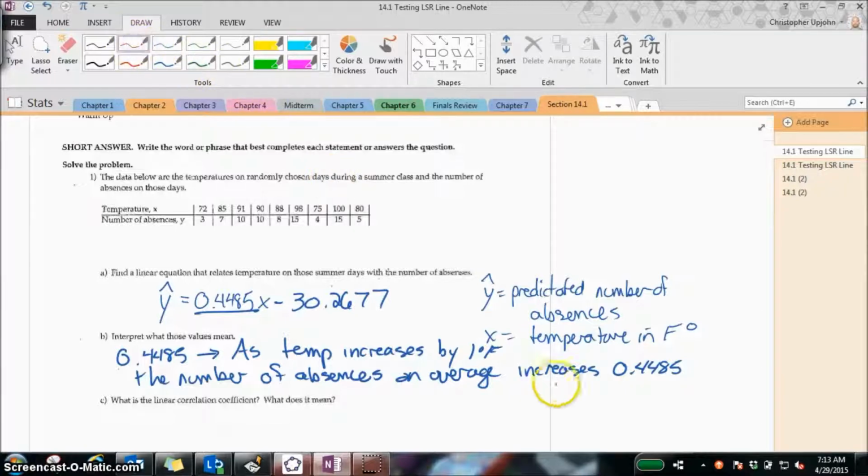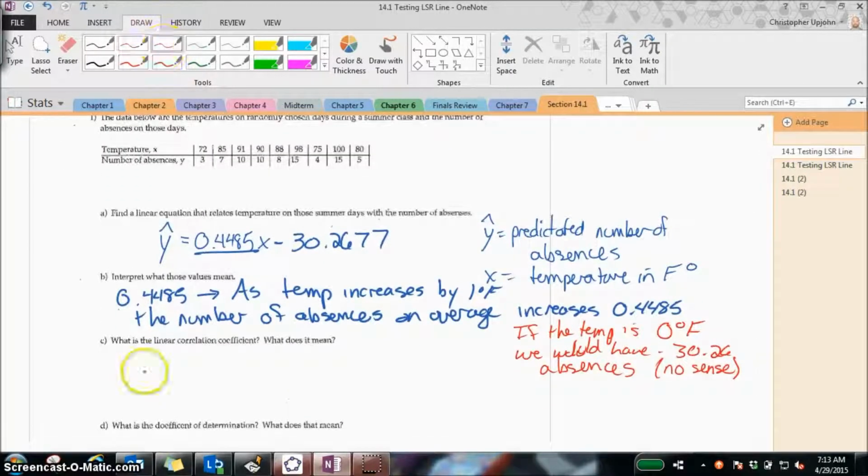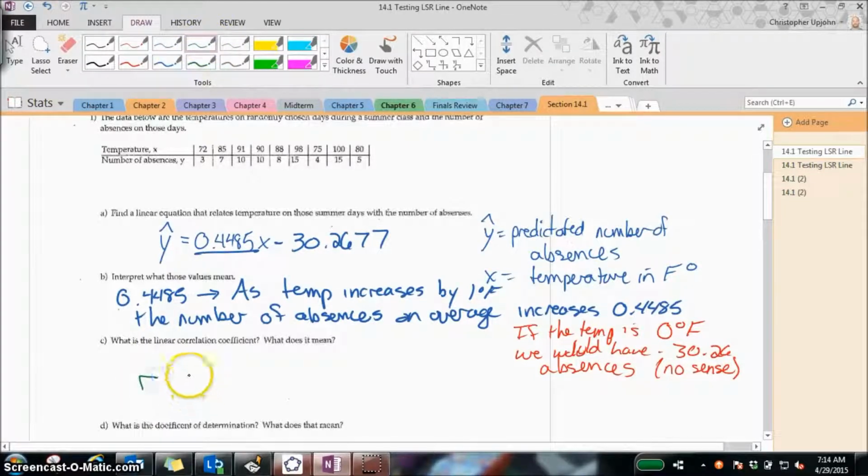Now, what does our y-intercept mean? It means if x is 0, that's our y value. So if temp is 0 degrees Fahrenheit, we would have negative 30.26 absences. Of course, that makes no sense in this situation. Although if it was 0 degrees Fahrenheit in the middle of the summer, I think we would have tons of absences. Linear correlation coefficient. Remember, that is our r, our lowercase r.